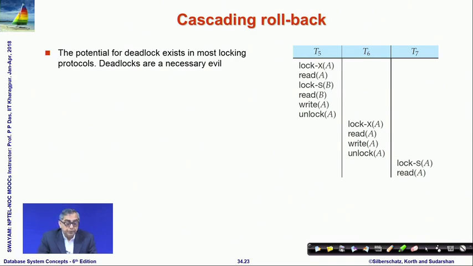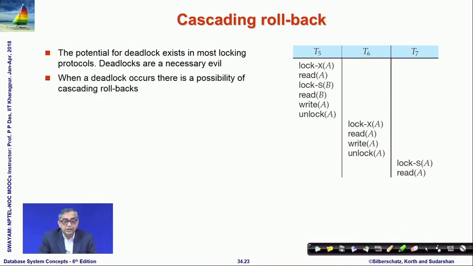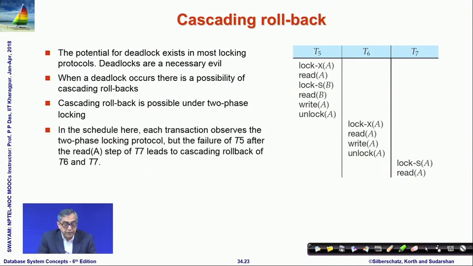The potential for deadlock exists in most locking protocols, as we have seen, and when a deadlock occurs, there is a possibility of cascading rollback, because when a deadlock happens, naturally you will have to roll back. So, you may have to do a cascading rollback, as this example is showing, and it is possible even for a two phase locking protocol.